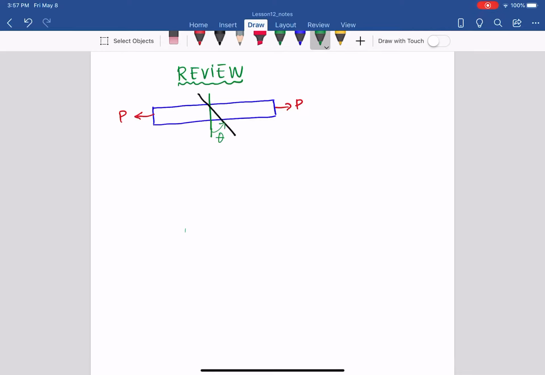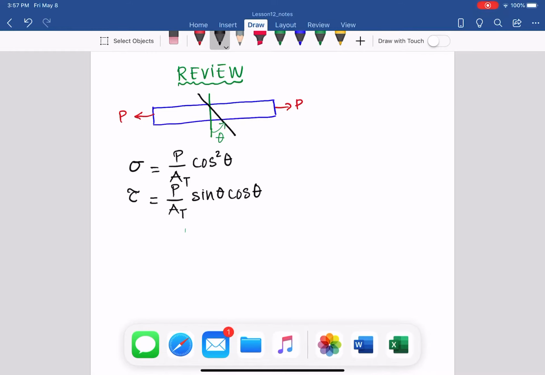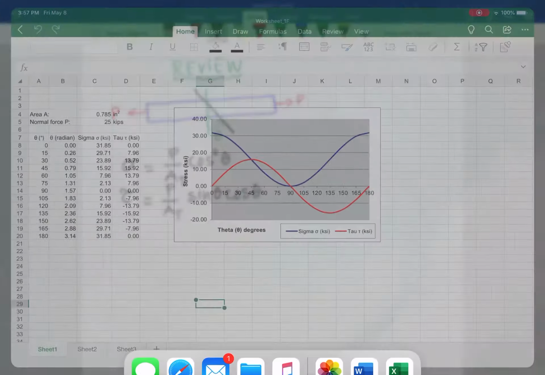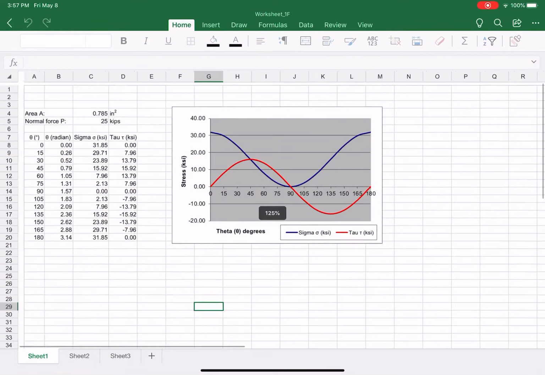And from lesson 1 we know the stress on that plane at an angle theta from the transverse cut: sigma equals P over AT cosine square theta, and the shear stress tau equals P over AT sine theta cosine theta. And if you don't recall that, go back to lesson 1. I just go to review worksheet 1F that we have in the very first lesson.